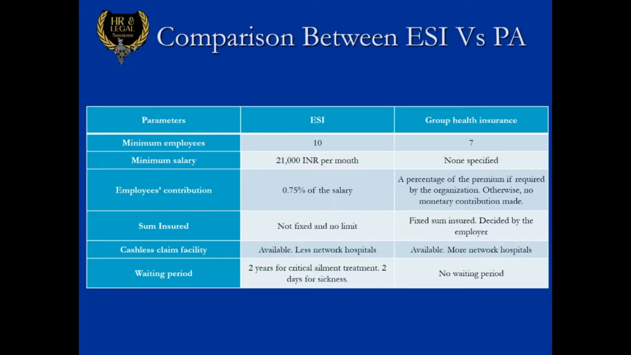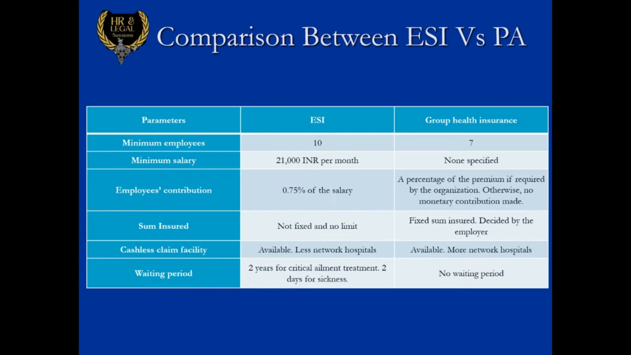First, comparison between the ESI and the personal accident. In the ESI, the minimum number of employees is 10 and for the group health insurance it is 7. And the minimum salary here is 21,000, as you are all aware. In the group health insurance, there is no specific amount prescribed by the Government of India. And the employee's contribution in ESI is 0.75.